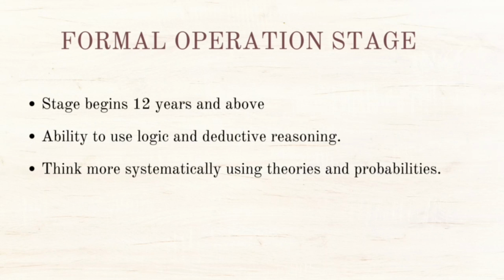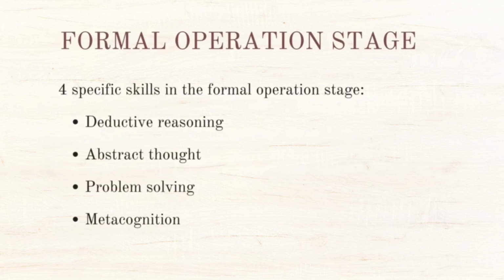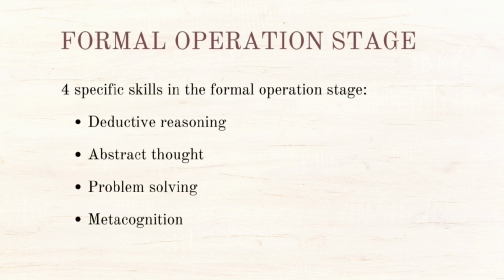Okay, hi. So today we are learning the formal operation stage. This stage begins at 12 years old and above. The person in this stage has the ability to use logic and deductive reasoning. They also can think more systematically using theories and probabilities. In this stage, the person has 4 specific skills: deductive reasoning, abstract thought, problem solving, and metacognition.